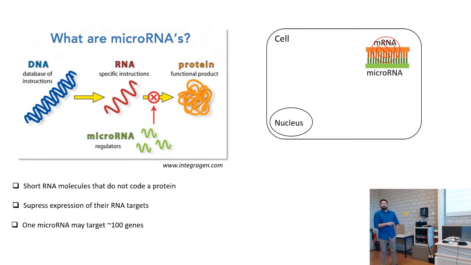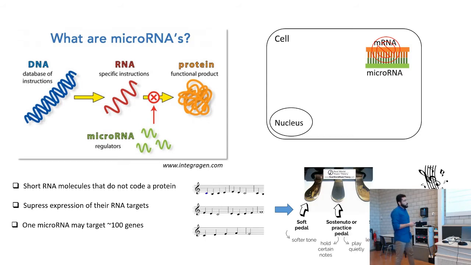It's good to know that microRNAs are short RNA molecules that do not code protein. They suppress the expression of their RNA targets, as we said, and one microRNA can actually target approximately 100 genes. So you can also think of them as the pedals of a piano. They do not change the actual notes of the music, right? But they do modify the end product according to the needs of the cell, which is in this case the sound, or the protein.